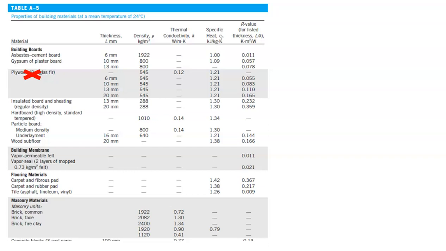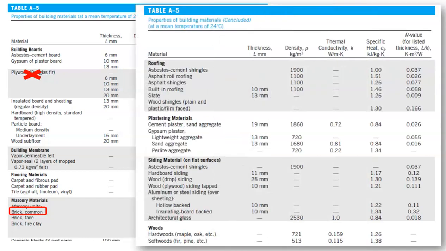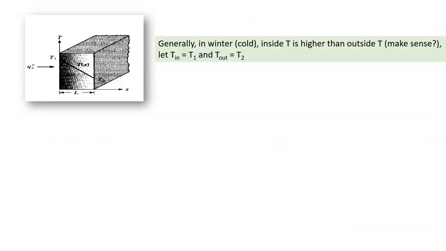Though you may be able to see a common brick here on the same page, which has 0.72 watt per meter per Kelvin, you should have gone to the next page, the continuation of the first one, and you would have seen woods there. There are two types. I think the first one is the one generally used for walls: maple, oak, etc., the hardwood. So the thermal conductivity is 0.159, and you proceeded.